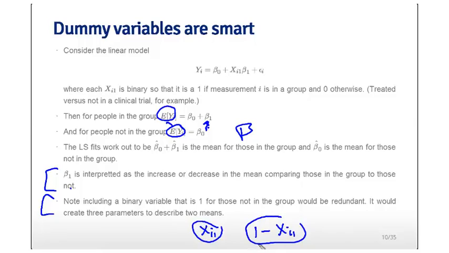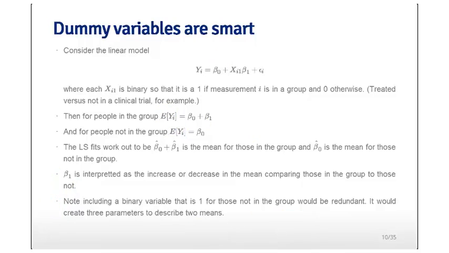Our intercept is a regressor with just the 1. So this variable is exactly a linear combination of our existing variables. It can't provide any new information, so it will give you an NA, just like on the previous page. That's this point right here, which says including a binary variable that's 1 for those not in the group is redundant, just like we talked about on the previous page.